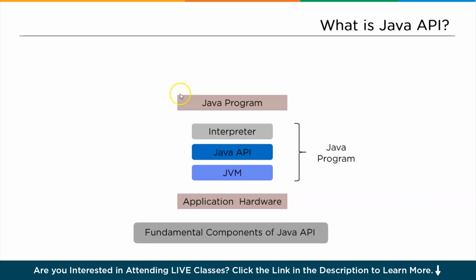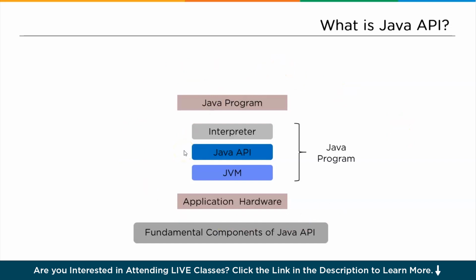At first we have the Java program on the topmost layer. This particular segment will have the user-written program in user language. Followed by that, we have the interpreter, Java's API, and the Java Virtual Machine, which are responsible for reading and compiling the Java program. At the final level, we have the application hardware, which is responsible for interacting with the Java program. So this is how the Java API's architecture looks.